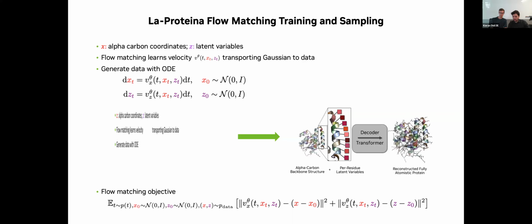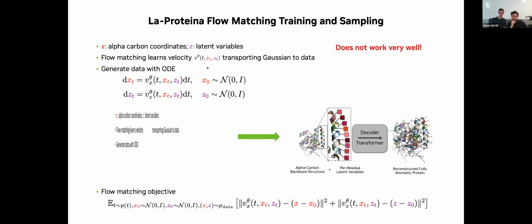You regress your velocity against the difference between your clean sample and your noise. Turns out that if you train this way, you recover the velocity that actually models your data distribution, in principle, if you train for long enough with a big enough network, perfectly. There are two issues here.